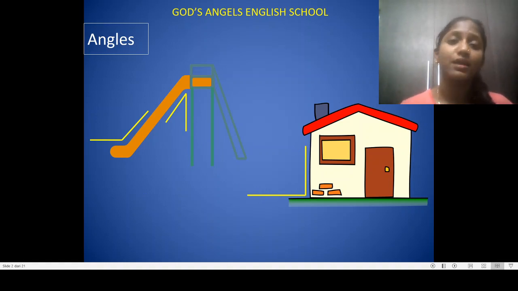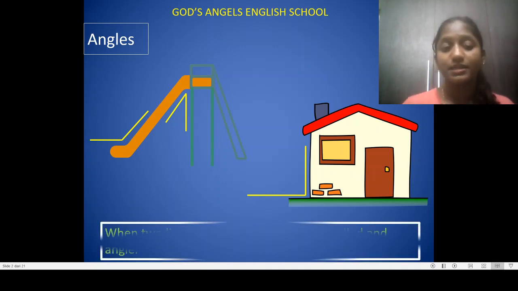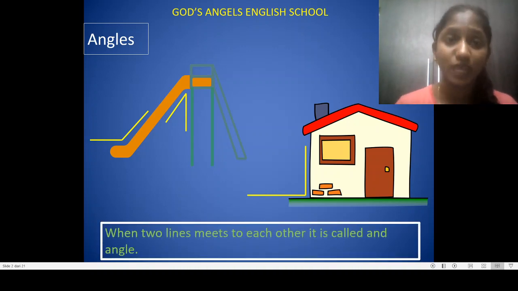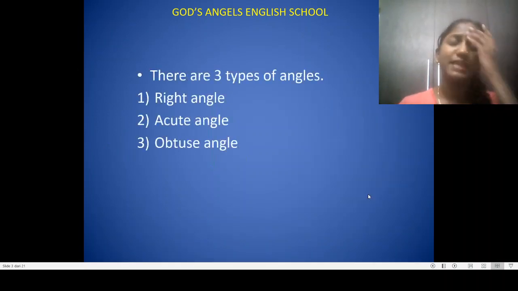What do you mean by angle? Angle means when two lines, this line and this line, meet and join together. The sentence is: when two lines meet each other, that is called an angle. Now there are different names of angles.